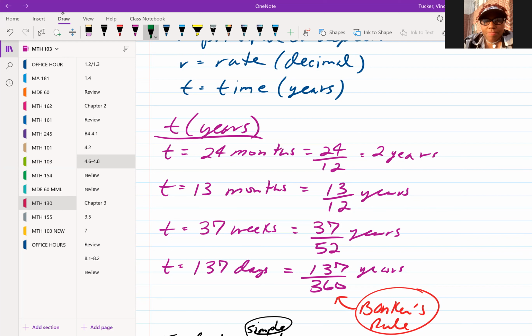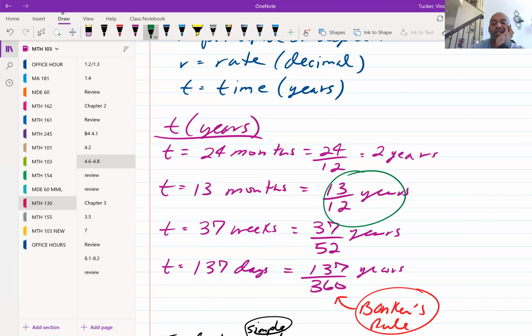Okay, so it's 37 weeks over 52. You're saying there are 52 weeks in a year? Oh, okay, I get it. I'm sorry. It's all good. But do not put a year and 1 month for this. You have to convert it to a decimal if you want to go any further, but don't put 1 year and 1 month. That will mess it up.